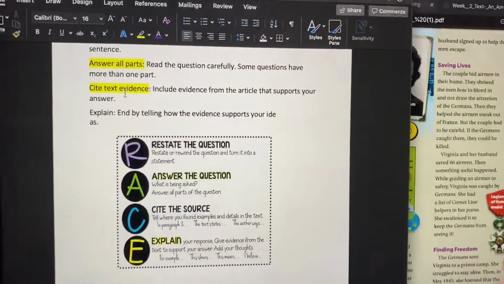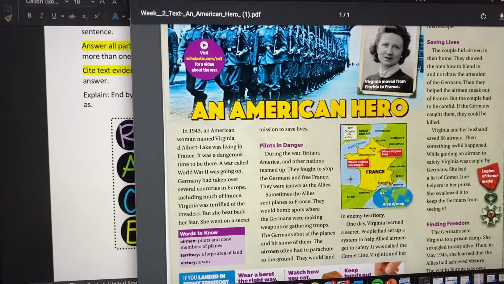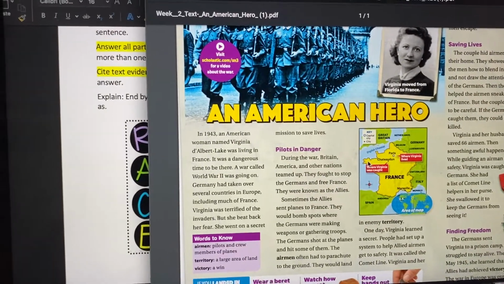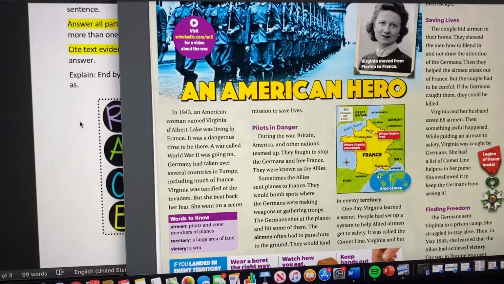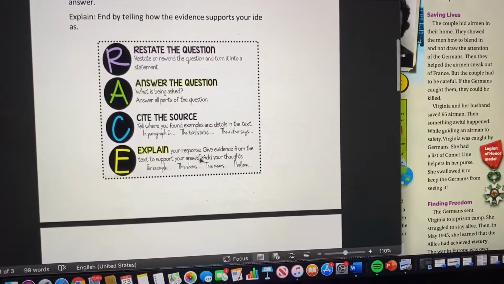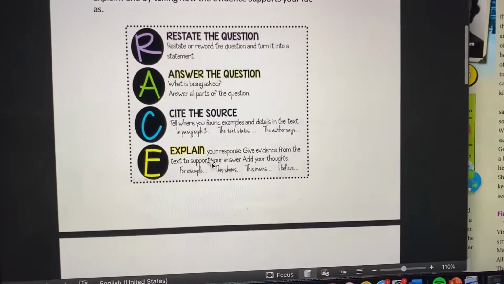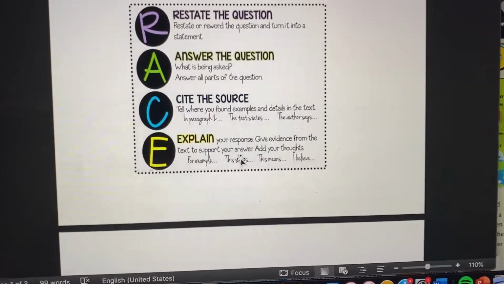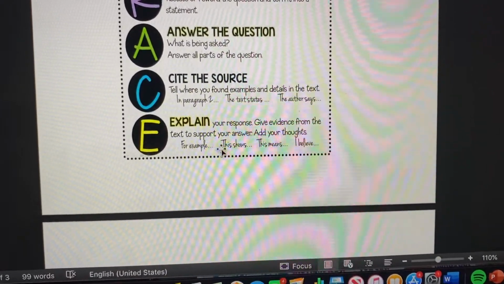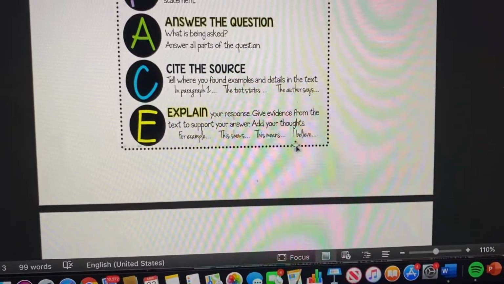So here in this article, you have to show me and prove to me what made her a hero, okay? And then the last thing is explain your response. Give evidence from the text to support your answer. So you'll say, for example, or this shows, this means, I believe.